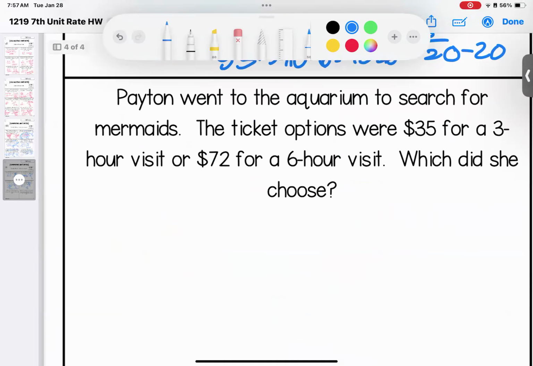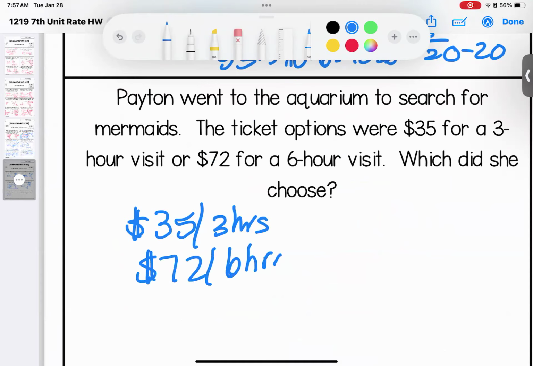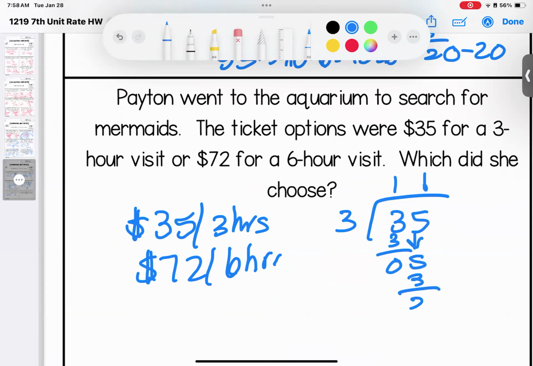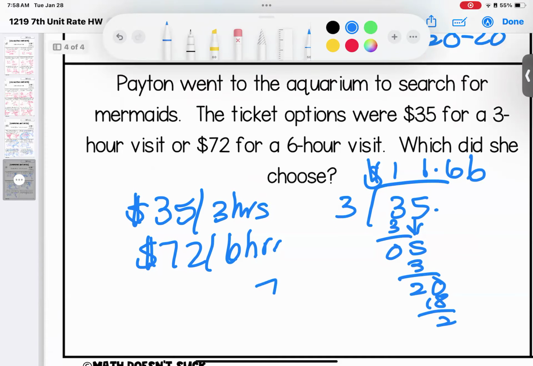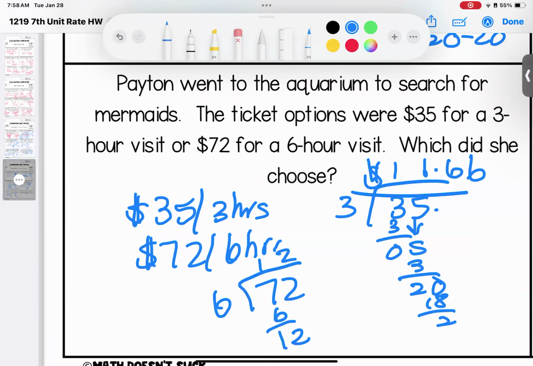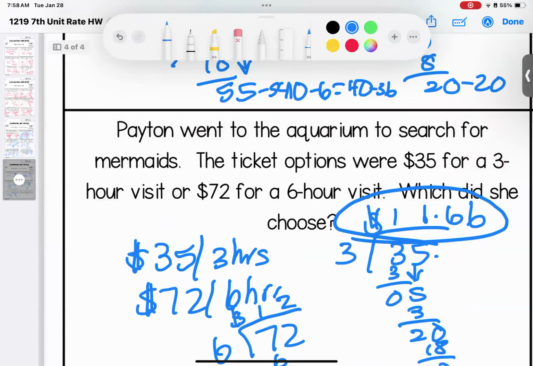Peyton went to the aquarium to search for mermaids. The ticket options were $35 for 3 hours or $72 for 6 hours. What should she choose? Decimal. 3 times 6 is 18. We're going to get into a loop, so $11.66 per hour over here. Goes in once, goes in twice. This one is better by a little bit. $11.66 is better than $12. Not by much, but still better.